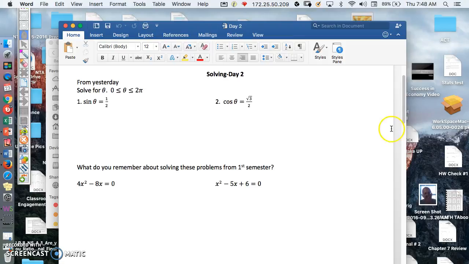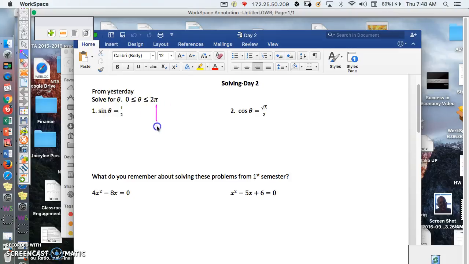Alright, so from yesterday we solved some where the sine of theta equals 1/2. So we're looking for that angle. And we know sine is y, so when it's positive, here would be positive half. We know opposite half is 30, so we'd have 30 degrees over here and 150. But it says have it in radians. Well, we know 30 degrees is pi over 6, and this is 5 times 30, so we have 5 pi over 6.